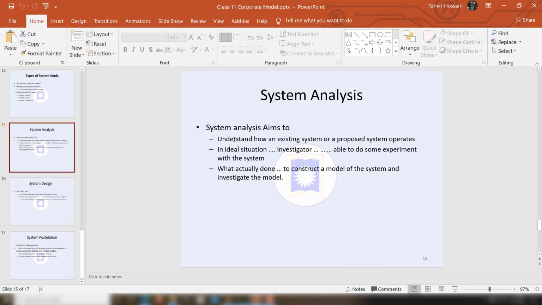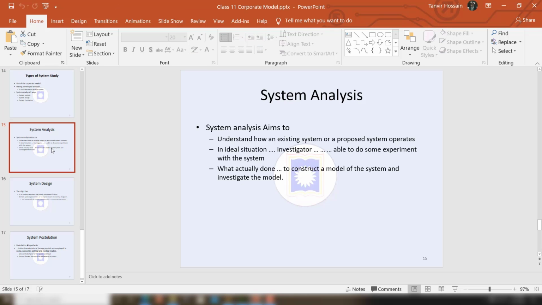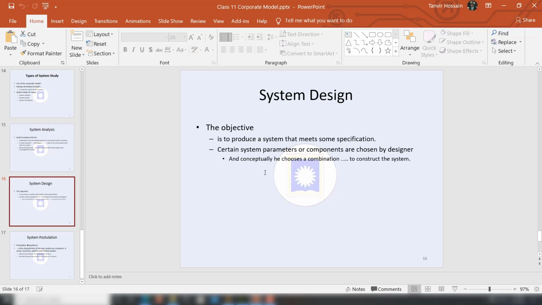System analysis refers to understanding how an existing or proposed system operates. In an ideal situation, the investigator would be able to do some experiments with the system, and if not, what is actually done is to construct a model of the system and investigate the model. So in a system analysis study, we have an existing system, so we study that system, investigate some problems and generate ideas to solve those problems, and based on these ideas we will design our final system.